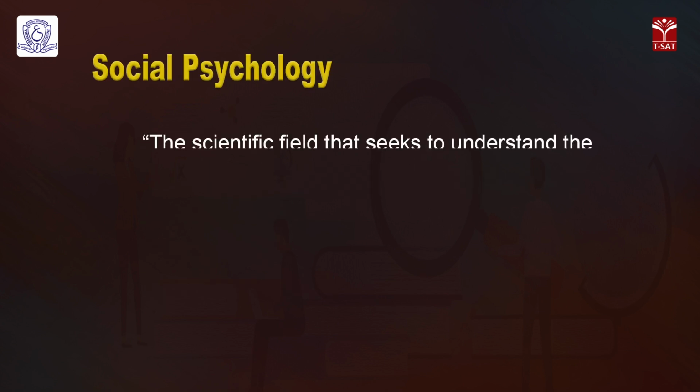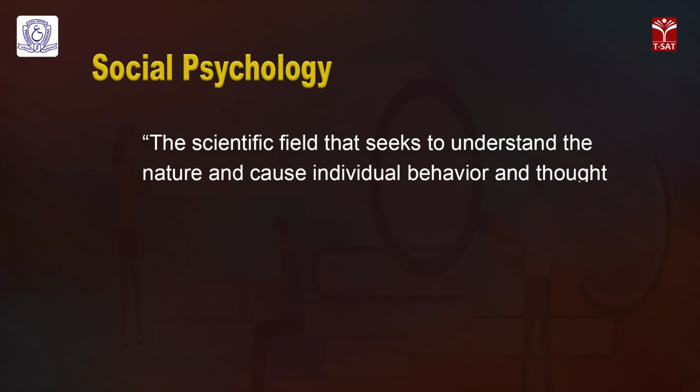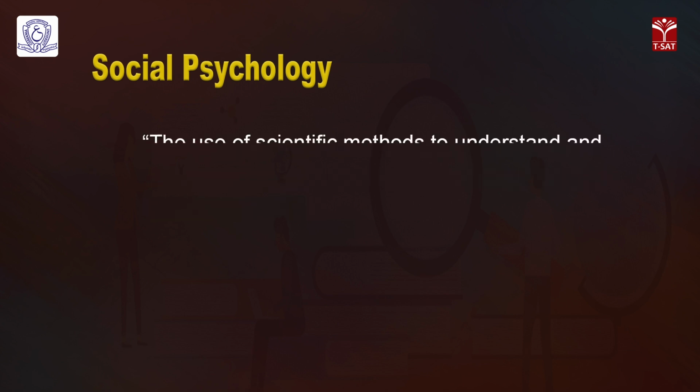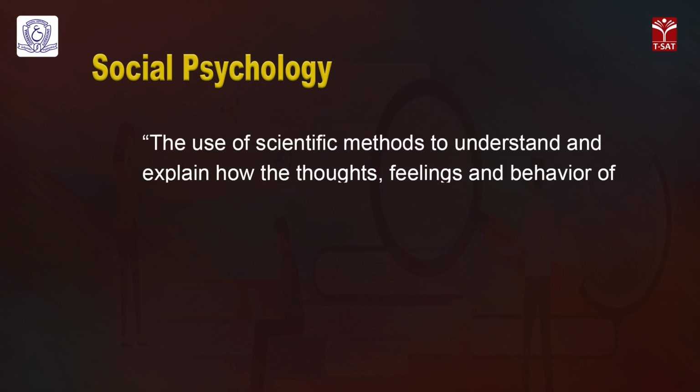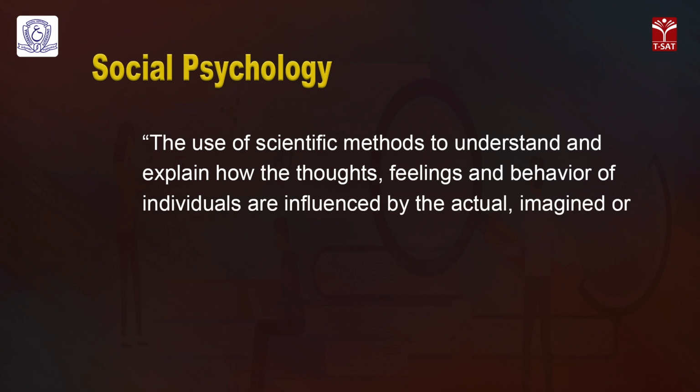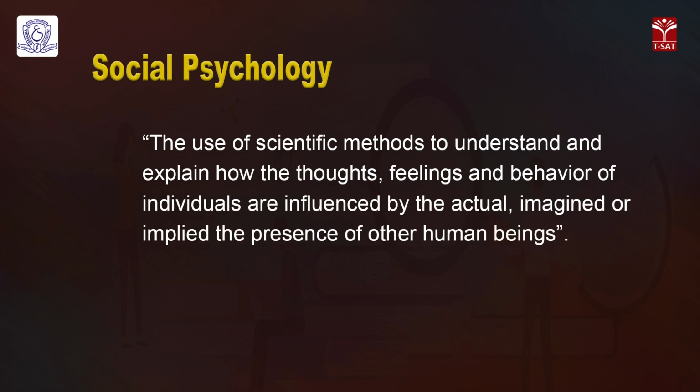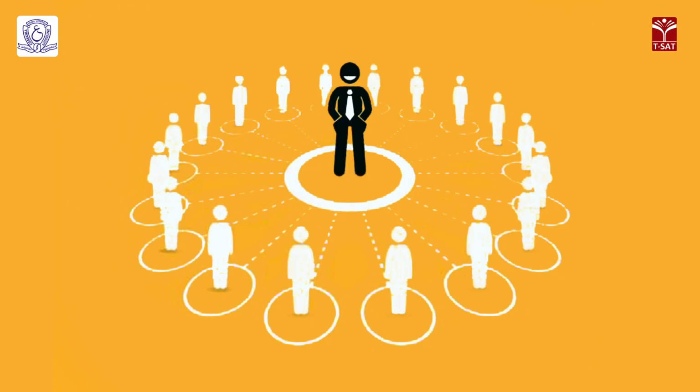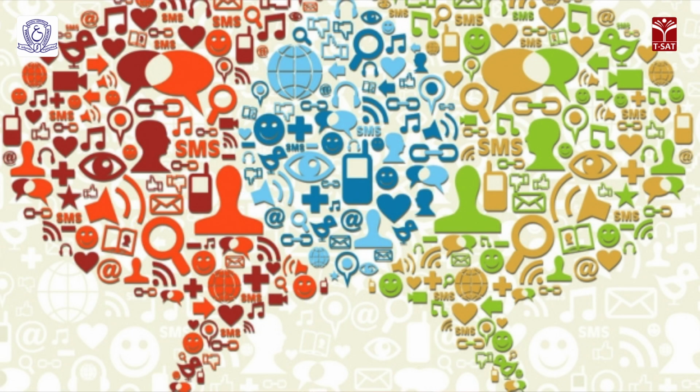The scientific field that seeks to understand the nature and causes of individual behavior and thought in social situations is known as social psychology. Similarly, according to Gordon Allport, social psychology is the use of scientific methods to understand and explain how the thoughts, feelings and behavior of individuals are influenced by the actual, imagined or implied presence of other human beings. It is not just about social influences on an individual, but also the social perception and interaction that happens.